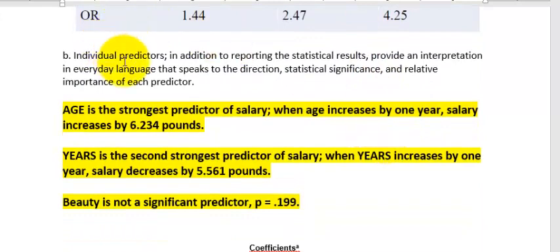All right. Individual predictors. So who's the king? Age is the king. Who's number 2? Years is number 2. Beauty don't work. You might as well cross that thing out. Goodbye, Mr. Bond. Okay. Beauty is not a significant predictor, but age is number 1, years is number 2.